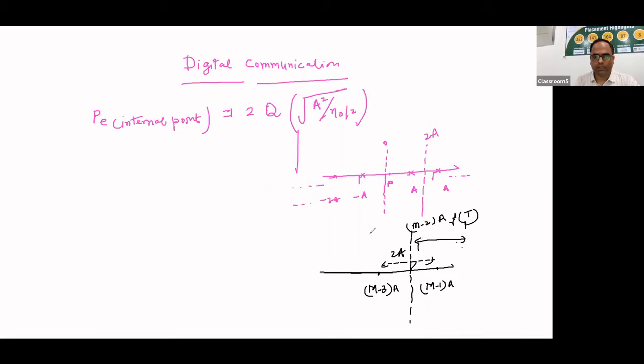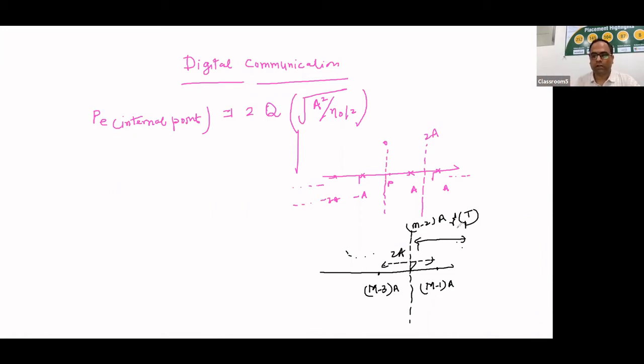But when will the error occur? If R(t) is in this region and the decoded symbol is M minus 1 into A, then there will be an error because the decoded symbol should be M minus 3A. And vice versa. If R(t) is in this region and the decoded symbol is M minus 3A, then error will occur. Or we can say that the condition is violated, right?